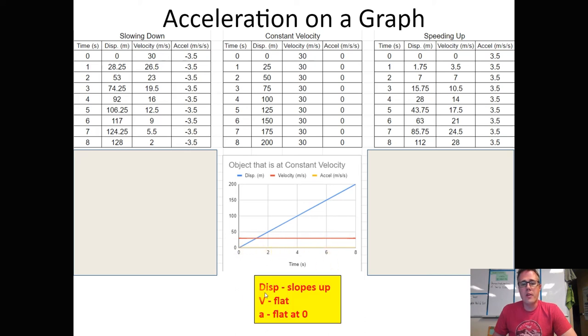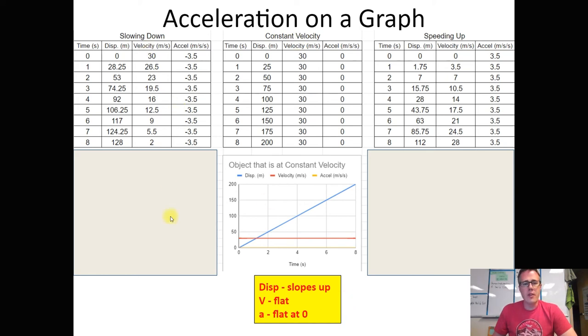For this one, the important things to notice are that the displacement slopes up on a constant velocity graph. The velocity and the acceleration are both flat. More importantly, the acceleration is flat at zero. These are the key traits of a graph that's doing constant velocity. Now let's go on to slowing down.